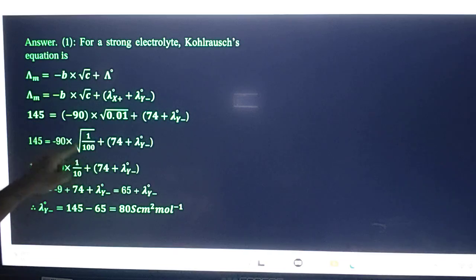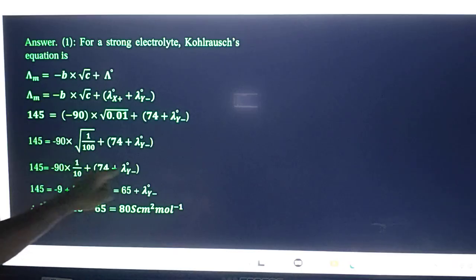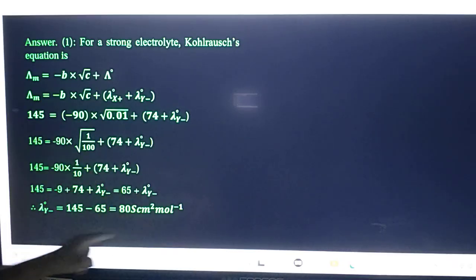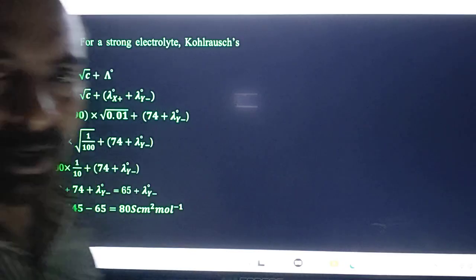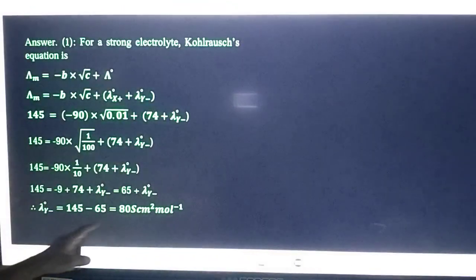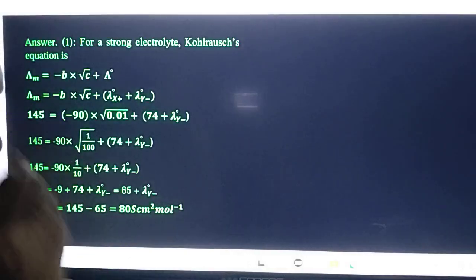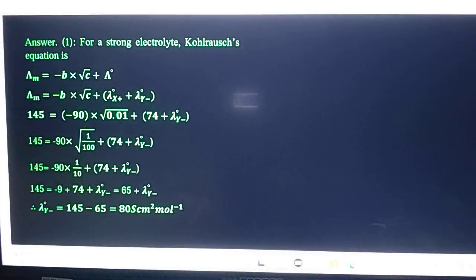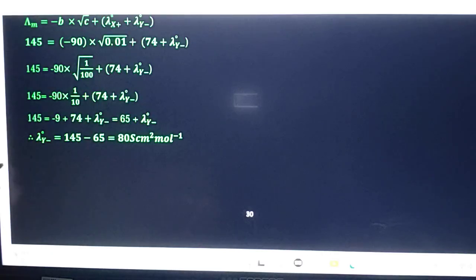Root of 1 by 100 is 1 by 10, and so upon simplification you can easily simplify without the need of a calculator etc. For that simplification you get lambda 0 y minus to be 80 Siemens centimeter square mole to the power of minus 1. That is the first answer among the given options.